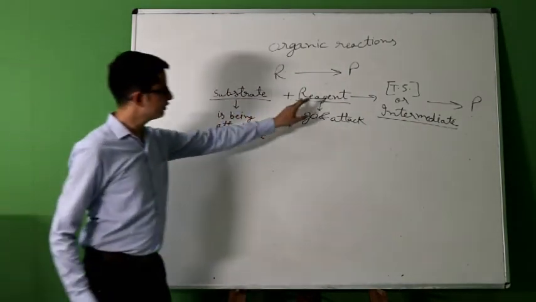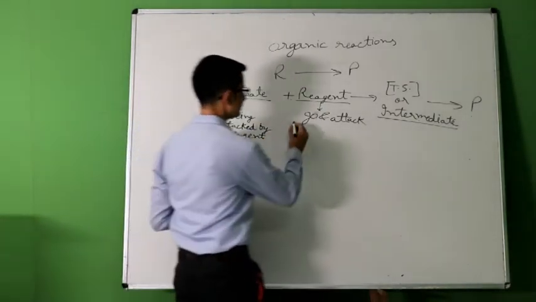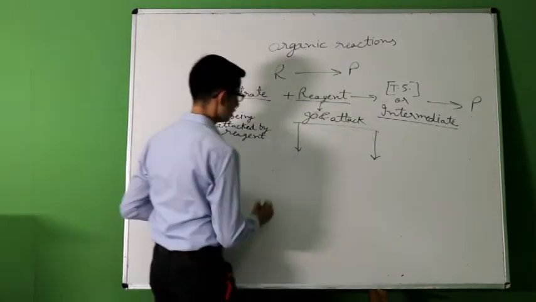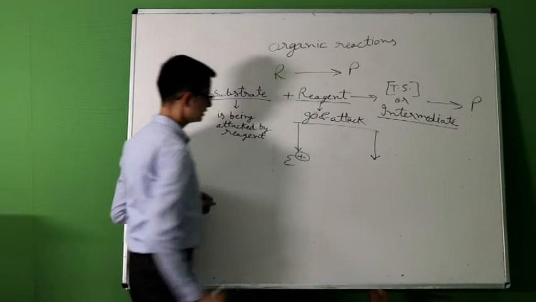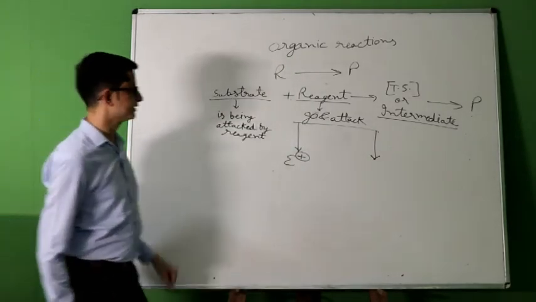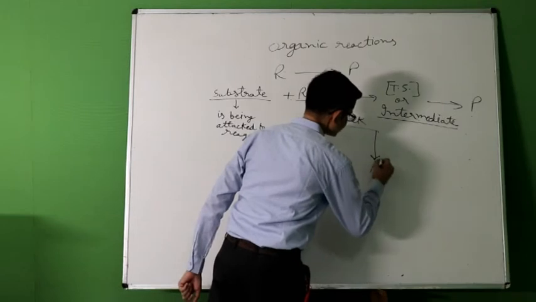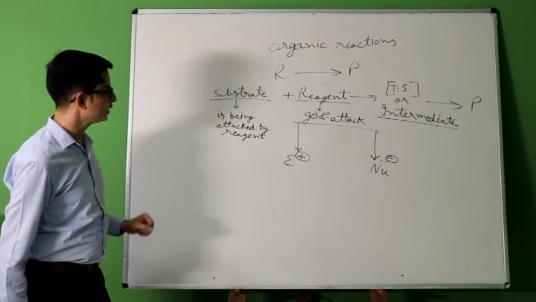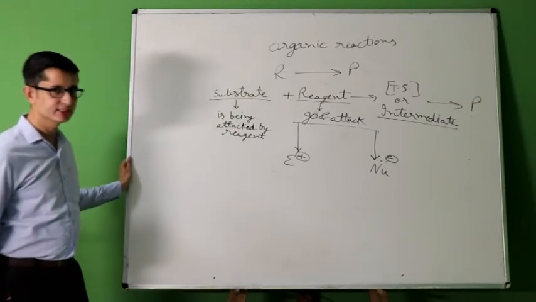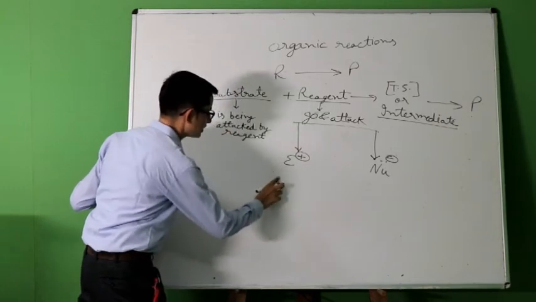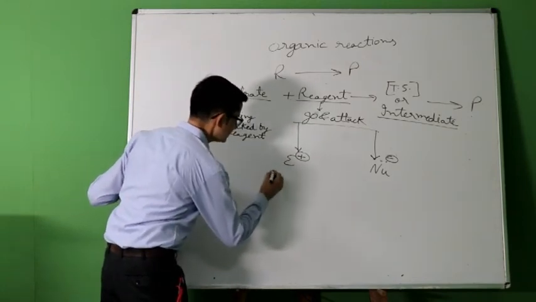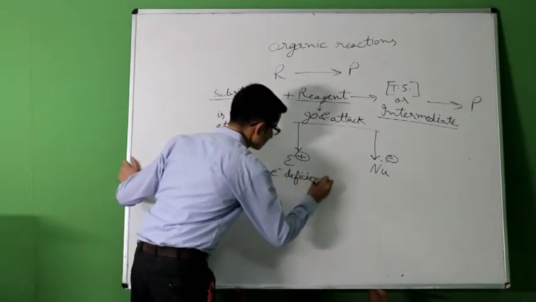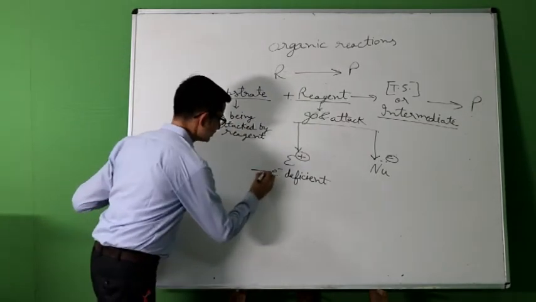Further, we will talk about types of reagents. Generally, reagents are of two types. One is called electrophiles, or electrophilic reagents. Second is called nucleophiles, or nucleophilic reagents. Electrophiles or electrophilic reagents are those substances, ions, molecules, or species which are electron deficient. So electrophiles are electron deficient.